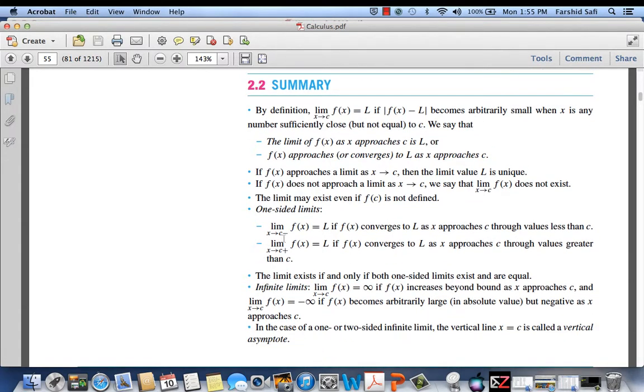We've also taken a look at one-sided limits from the left and from the right. And for the limit to exist, we need to have both one-sided limits to exist and to in fact be one and the same. So from the left and from the right, they have to be going towards the same value. And then if they agree, then we say that the limit exists.